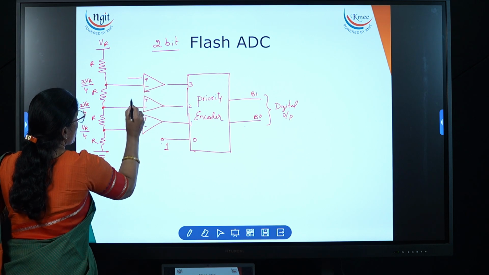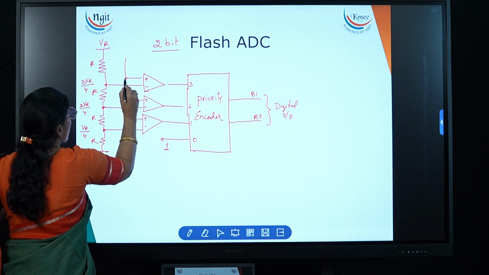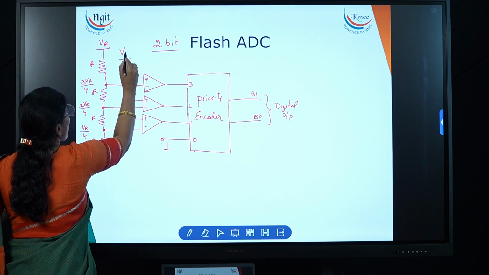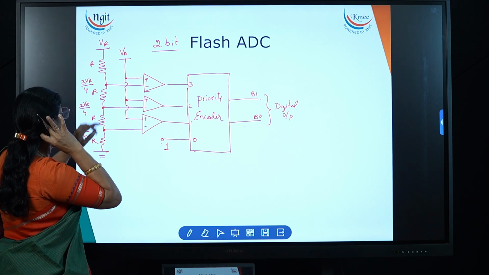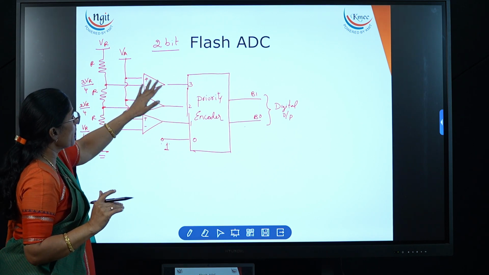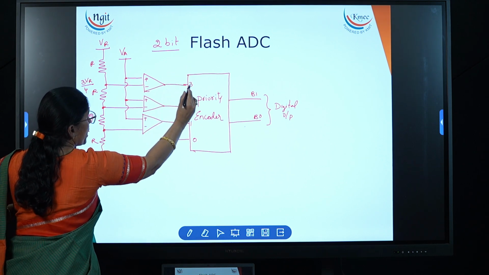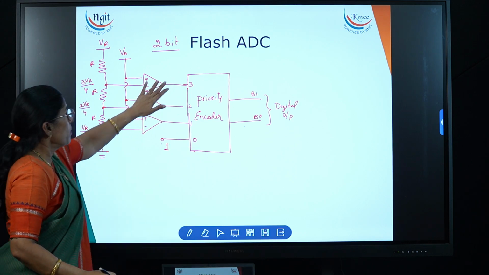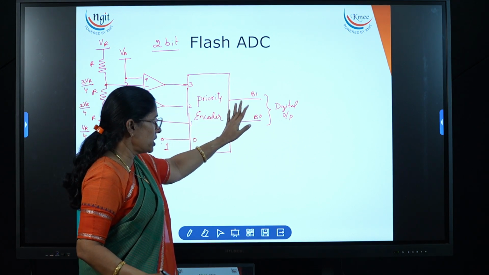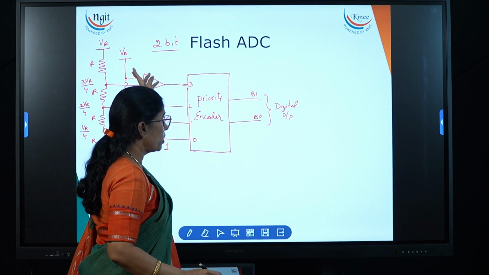Now for the positive terminals, I am applying the analog input voltage. So this is the V analog. This voltage is compared with the reference voltages, and these comparators are giving logic 0 and logic 1. Thereby this priority encoder is converting these digital values into binary. Here it is giving the analog equivalent digital outputs for this analog value.